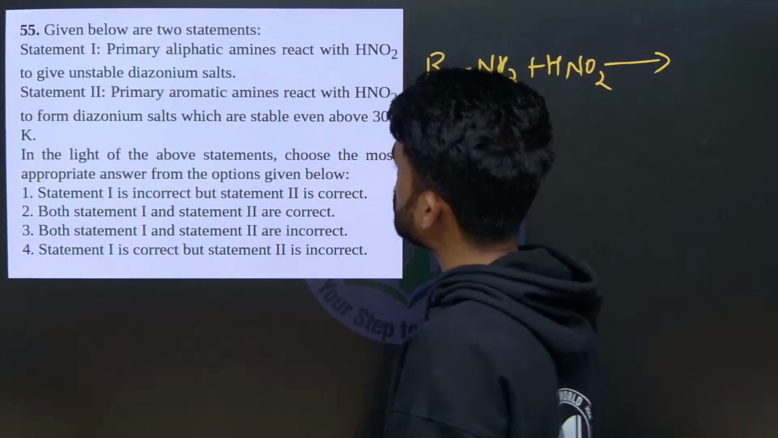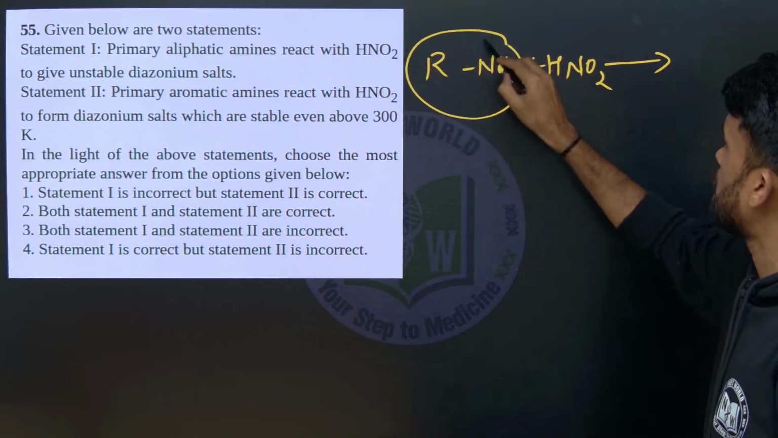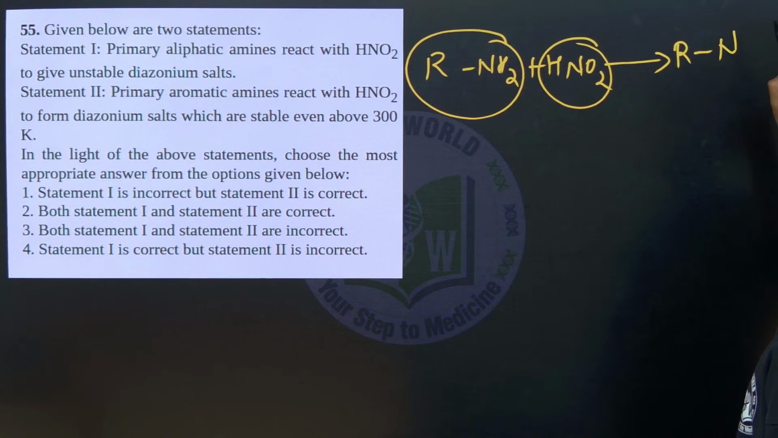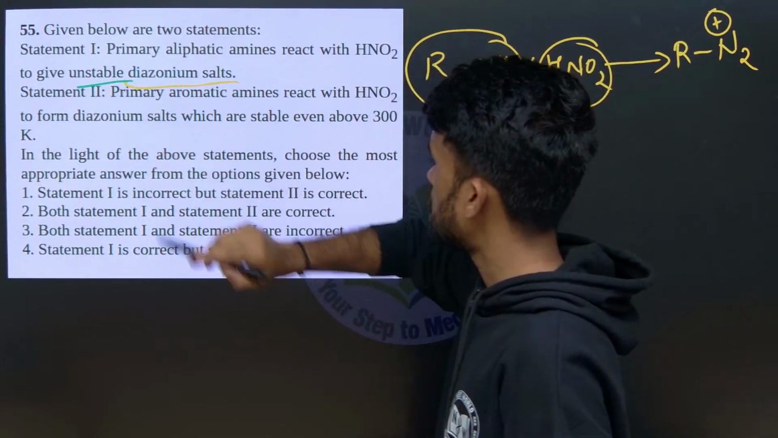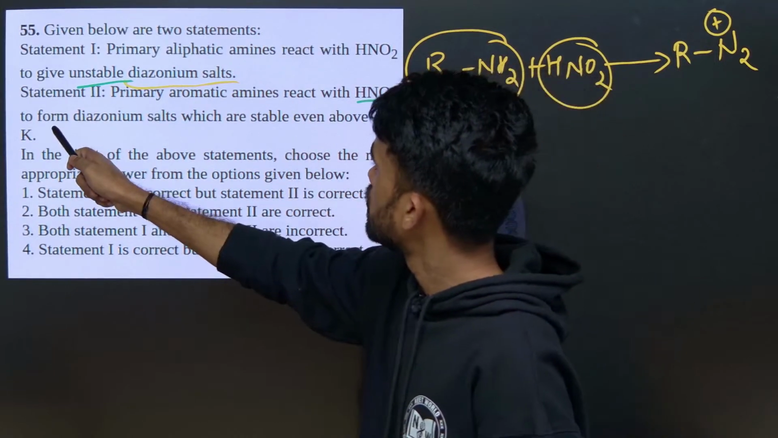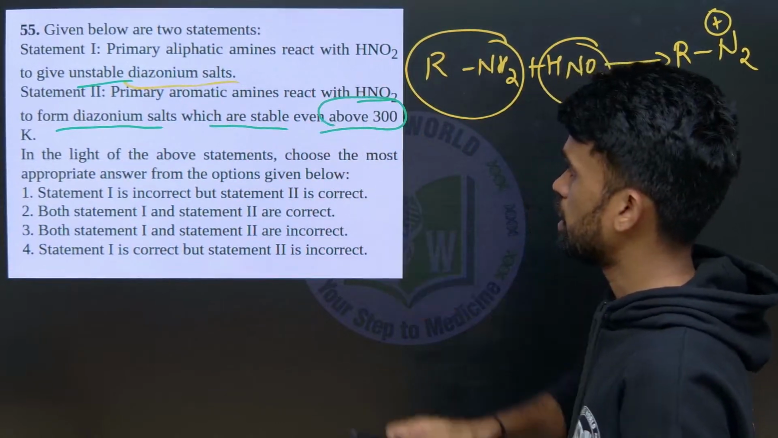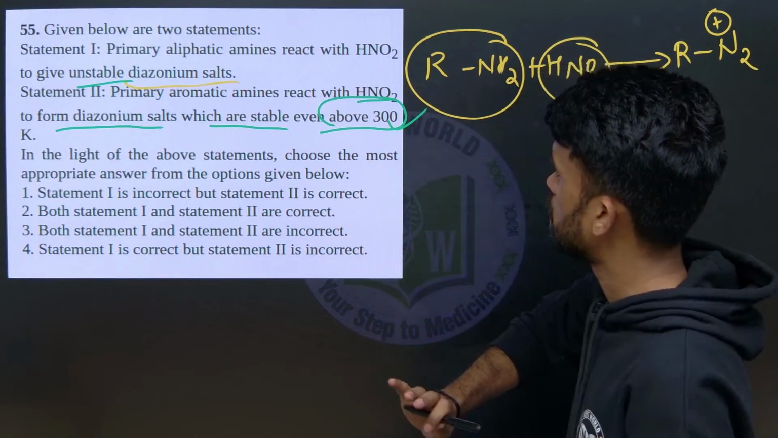So how can we solve this question? Whenever primary amines react with HNO2, they form a diazonium salt, with a positive charge here. So diazonium salts are formed, giving an unstable diazonium salt. Next, primary aromatic amines react with HNO3 to form diazonium salt, which is stable even above 300. No, these are not stable above 300, therefore they undergo dissociation, that is, they decompose.